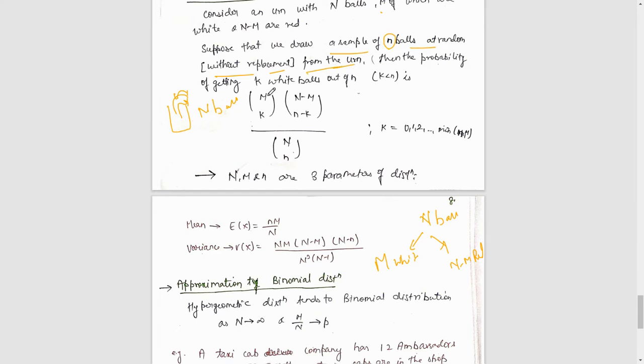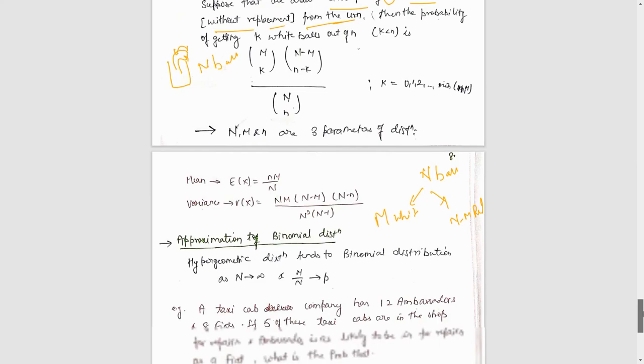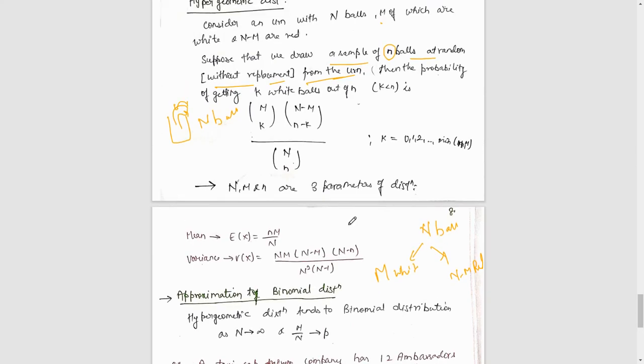Then the probability of getting k white balls out of n is, okay, so let's say you are talking about randomly picking a small number n of balls out of capital N. So what is our required area of discussion? Our required area of discussion is that you have to find the probability of getting k white balls out of n.